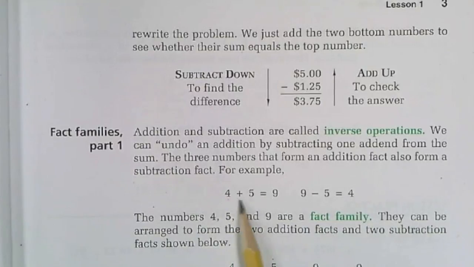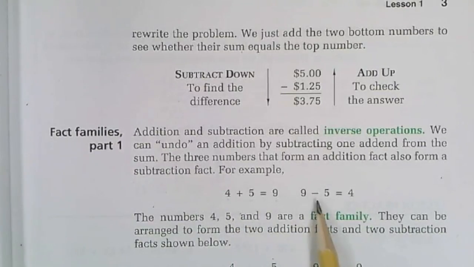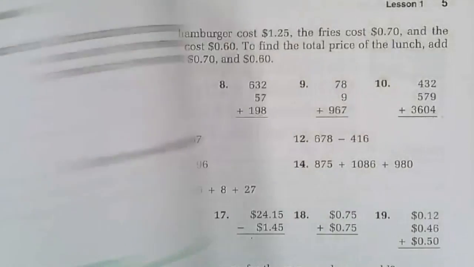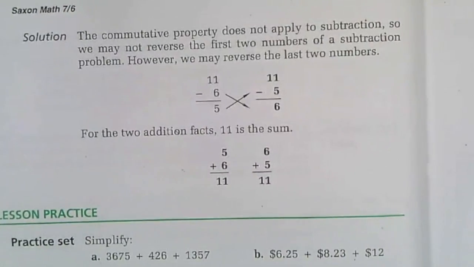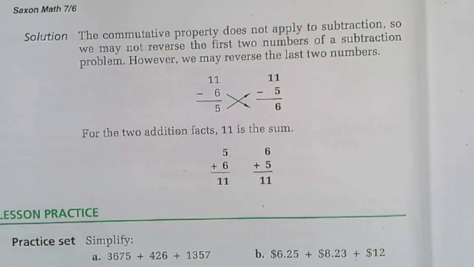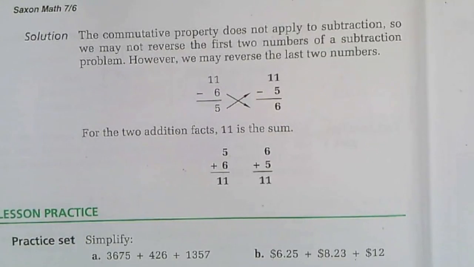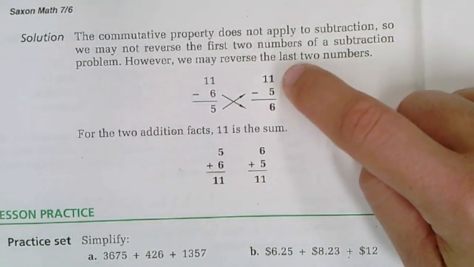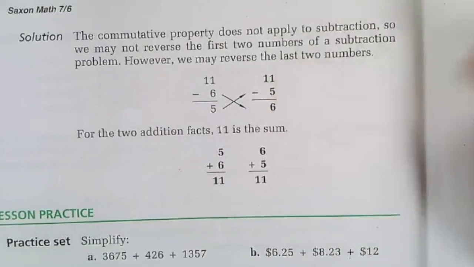Here we go. 4 plus 5 equals 9. 9 minus 5 equals 4. So the numbers 9, 5, and 4 are all a part of a fact family. We can arrange them in lots of different ways, and they will work out just great. The commutative property does not apply to subtraction, so we can't reverse the first two numbers of a subtraction problem, but we can reverse the last two numbers. So for example, 11 minus 6 equals 5 also works as 11 minus 5 equals 6.